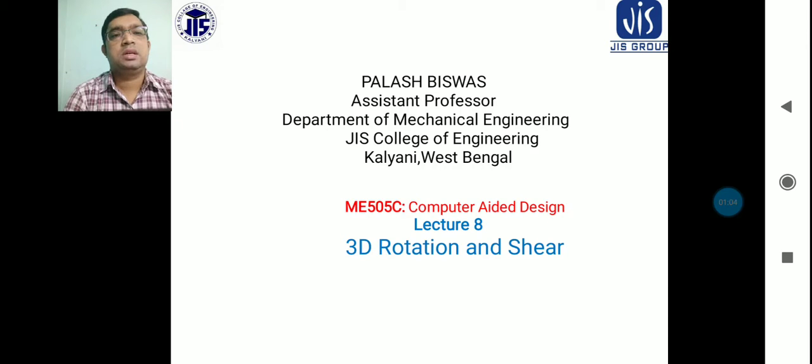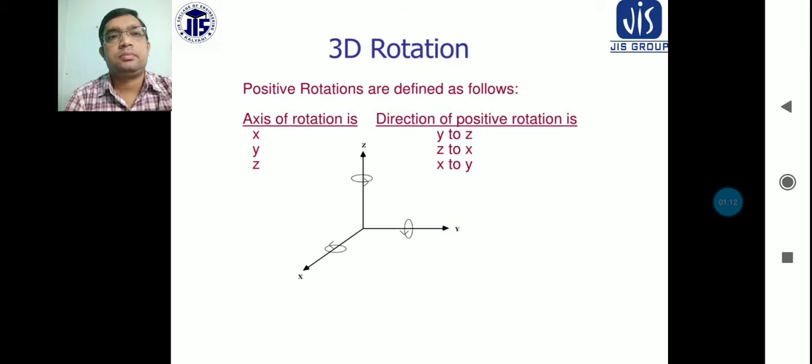Today we discuss 3D rotation and shear. This is the subject of Computer Aided Design, and this is my lecture number 8. What is 3D rotation? Basically, the positive rotations are defined as follows.